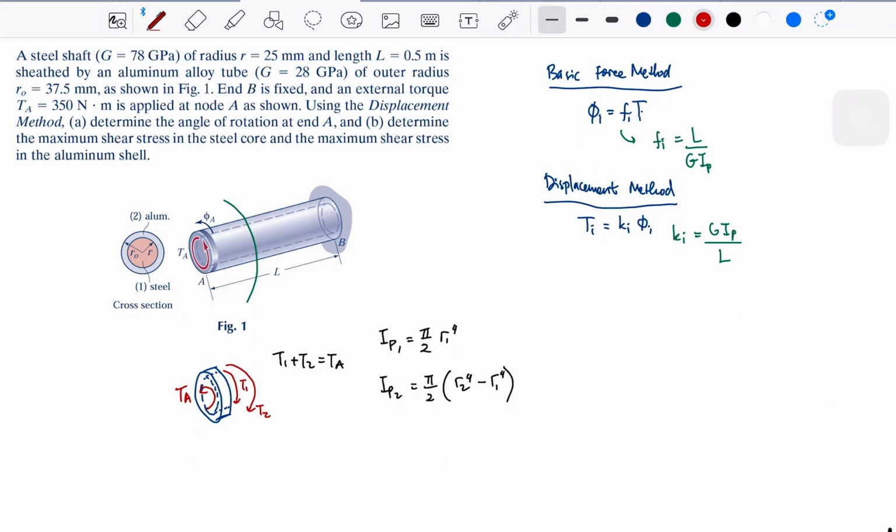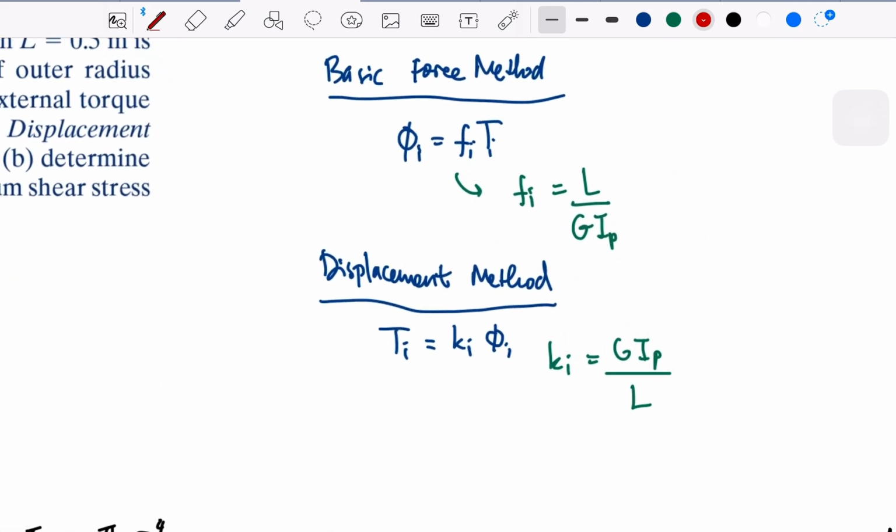Okay, good morning. So this is the last discussion, on the displacement method. We could solve a torsion case by at least two methods.